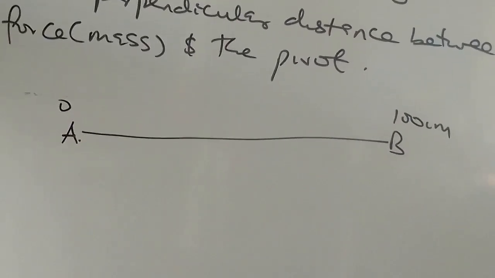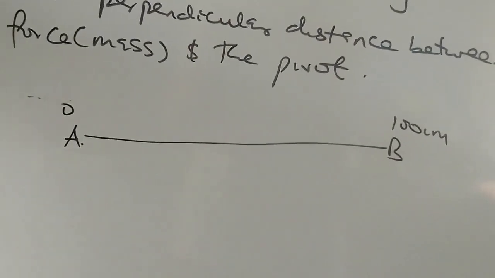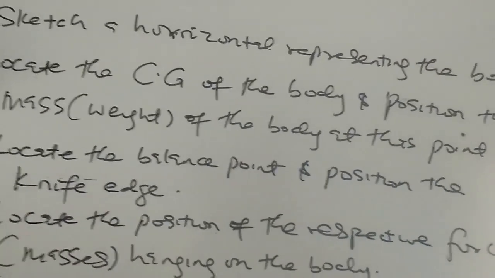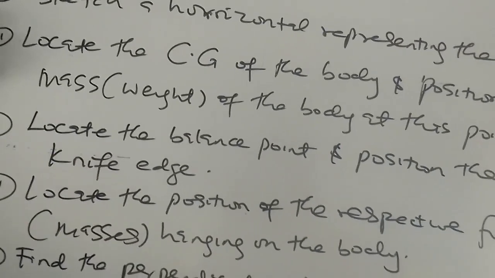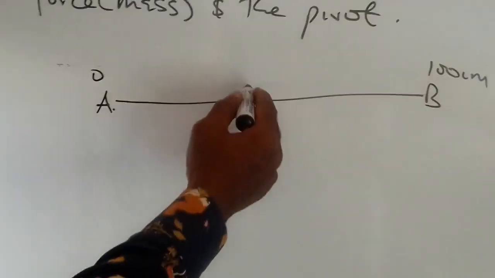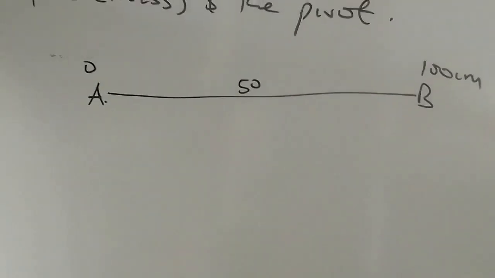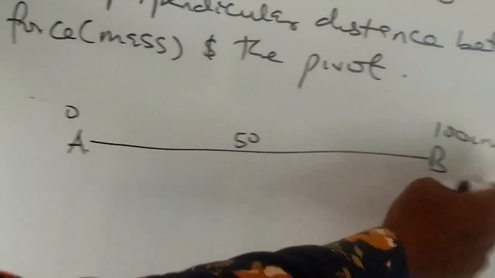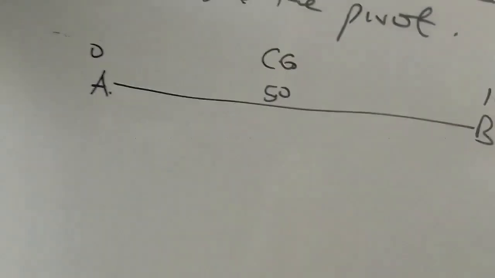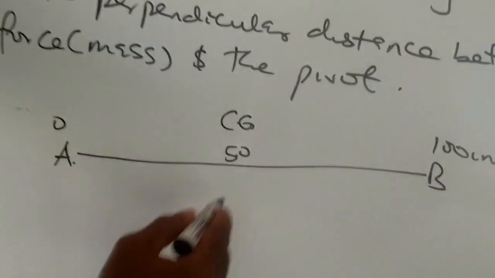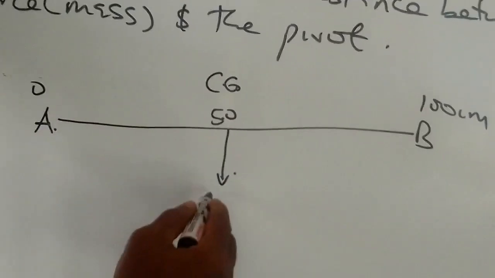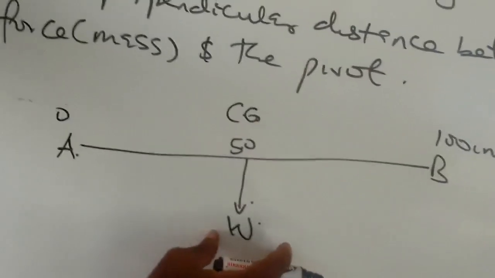Then number two says locate the center of gravity of the body. Now, if it's a meter rule, which is 100 cm, a uniform body, the center of gravity will be at the 50 cm mark. But if it's a uniform rod of 120 cm, then my C of G will be at 60. When you find the center of gravity, you draw an arrow. At this point, you write the weight of the body or the mass of the object under it.